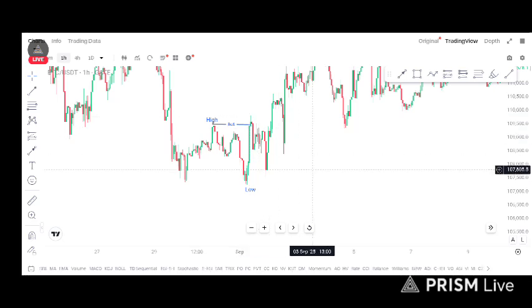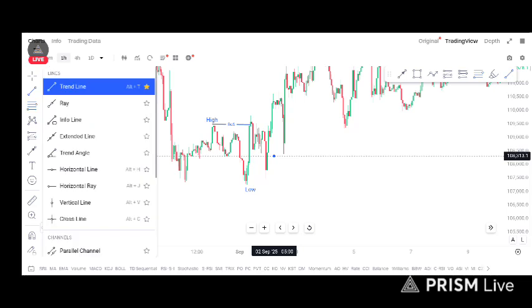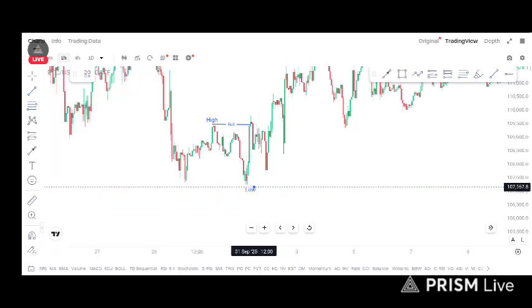So what we don't want is for markets to break this low. Okay, we want market to protect the low and take out the high. So this is our first sign that market is about to start trending to the upside.